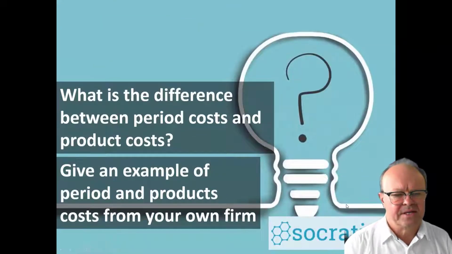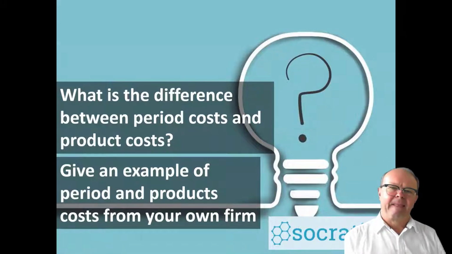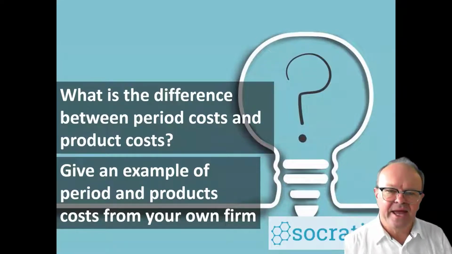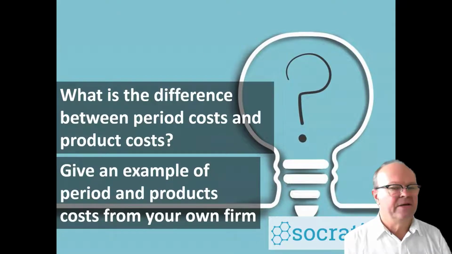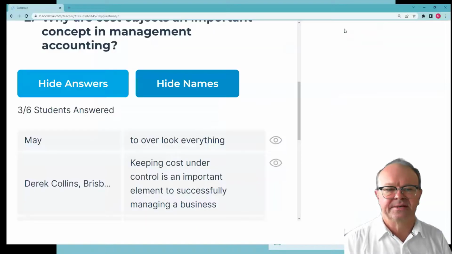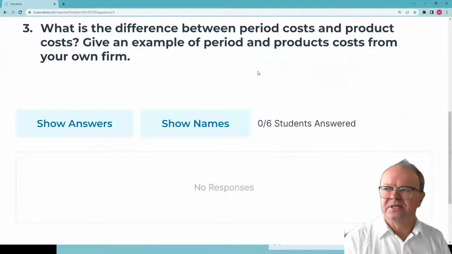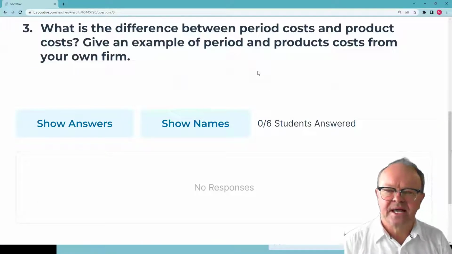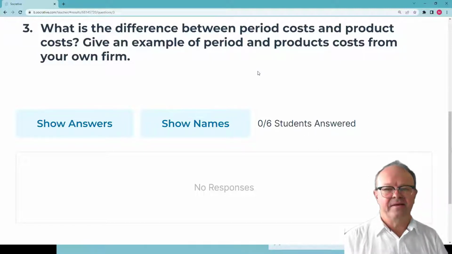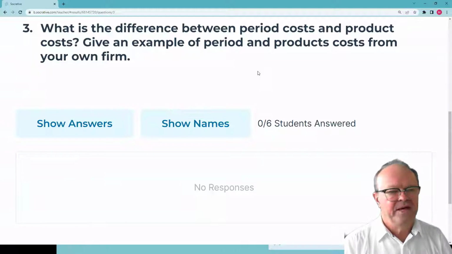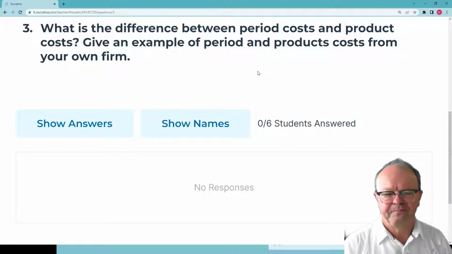So what's the difference between period and product costs? What is the difference? And if you can, give an example of period or product costs from your own firm. So let's have another look into Socrative and see what you've got to say. What is the difference between period costs and product costs? Are they the same thing or are they different? How are they different? And if you can, give an example of period costs or product costs from your own firm.